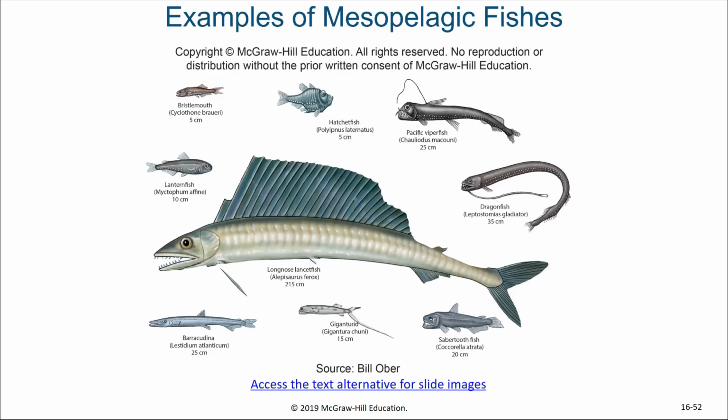Here we see a variety of the Mesopelagic fish. Most of them are going to be smaller in size than your average epipelagic fish, although the long-nosed lancetfish can still grow quite large at over 2 meters in length.